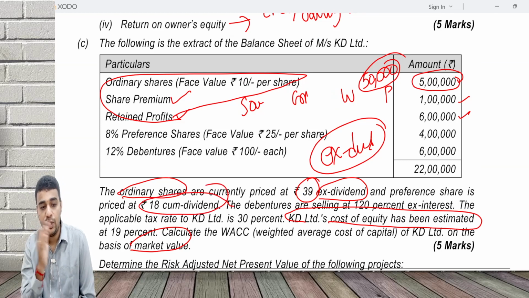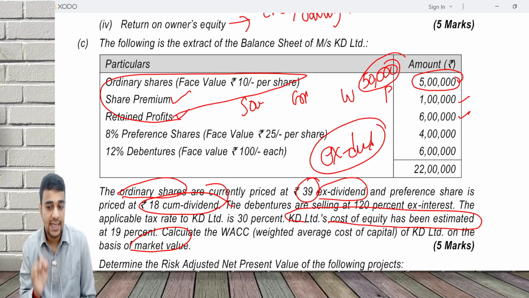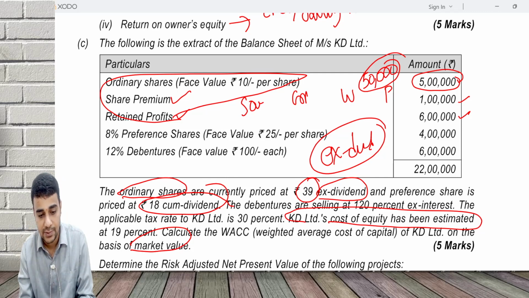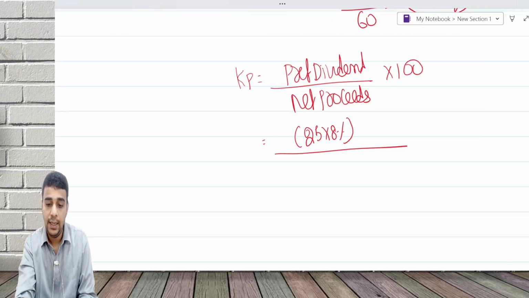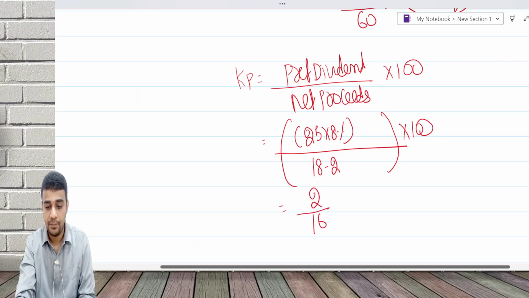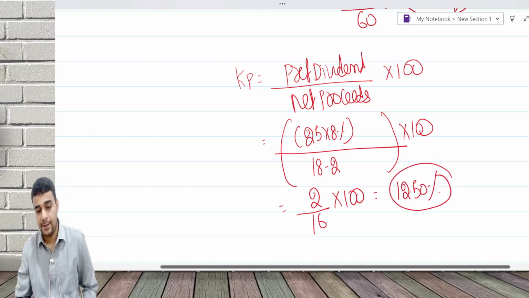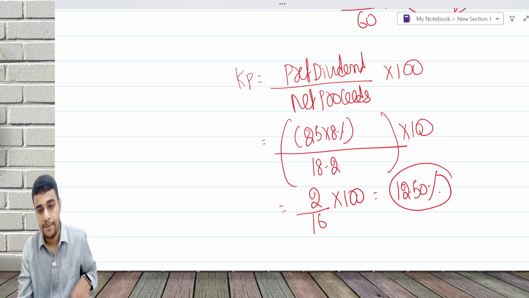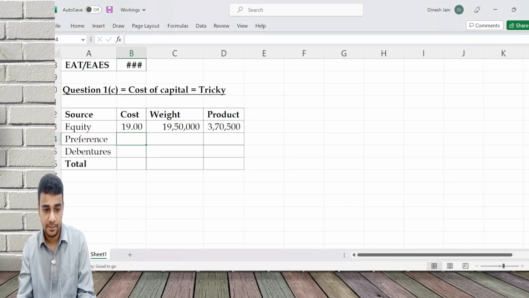Cum dividend means you'll have to remove the dividend value and get the ex dividend value. This was the only tricky adjustment in the exam scenario. 18 cum dividend, so 18 minus 2 is 16. Technically 2 by 16, which is 12.5%. 12.5% is the cost of preference.